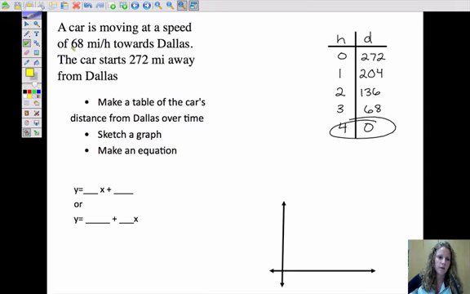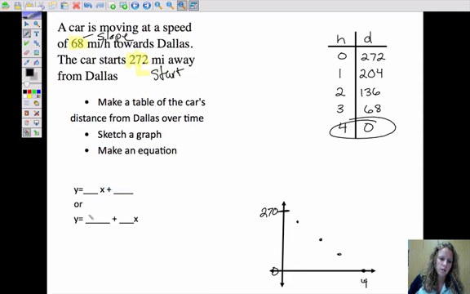So at 4 hours, they'll have gotten to Dallas. And if I look at my two numbers, this looked like a starting value, and this looked like a slope to me. Okay, so if we sketch a graph, again, we're starting at 272, and it looks like we're going down at each point, and then after 4 hours, we're at 0. So at 4 hours, we're at 0 miles away from Dallas.